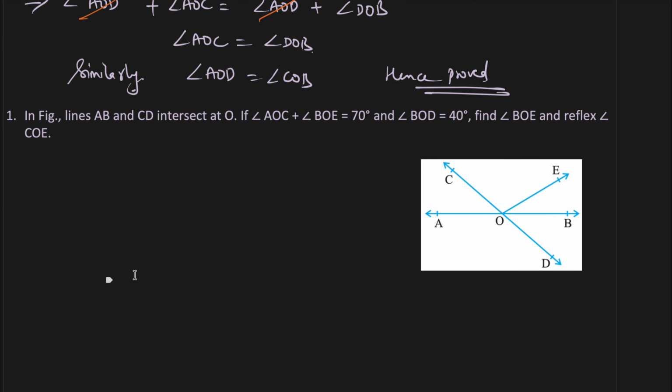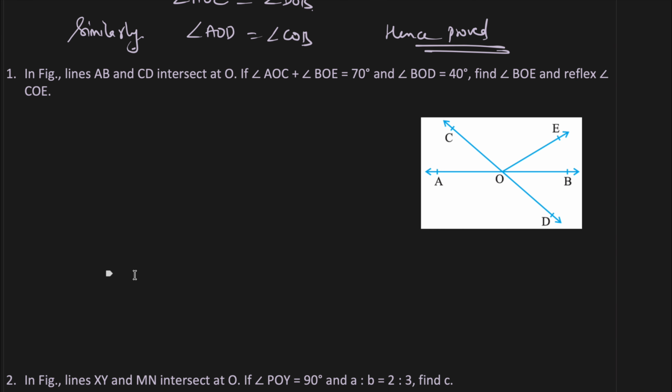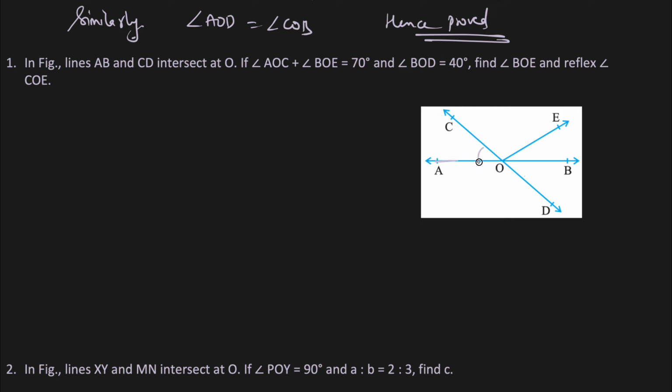First question of the exercise, you have been given a figure, lines AB and CD. They both intersect at O. If AOC plus BOE is 70 degrees, the sum of these two is given as 70 degrees. BOD is given as 40 degrees. Find angle BOE, and you have to find the reflex of angle COE.